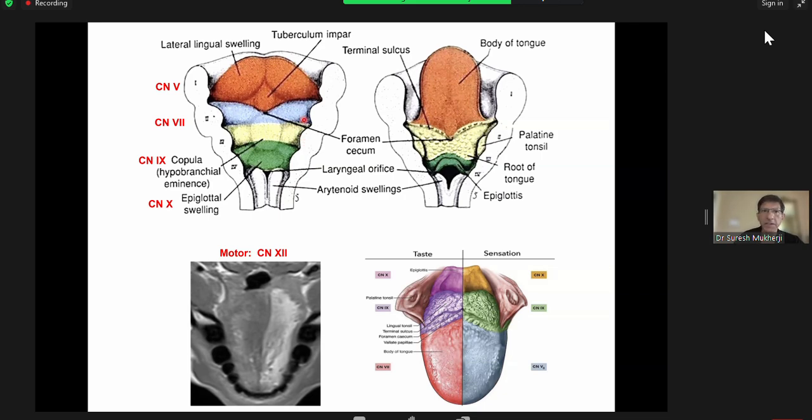So what I want you to do is understand that when we look at the head and neck area and we talk about the oral tongue and we go all the way down to the larynx, it has different origins from the branchial apparatuses. So the first branchial apparatus is going to form the oral tongue.